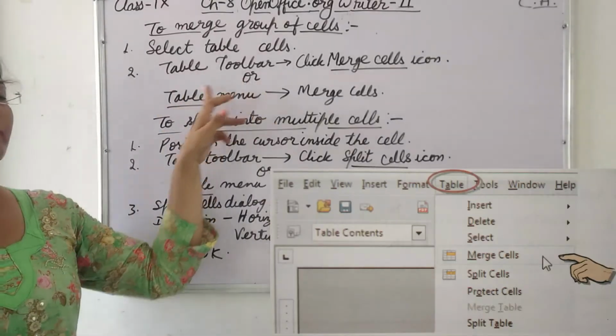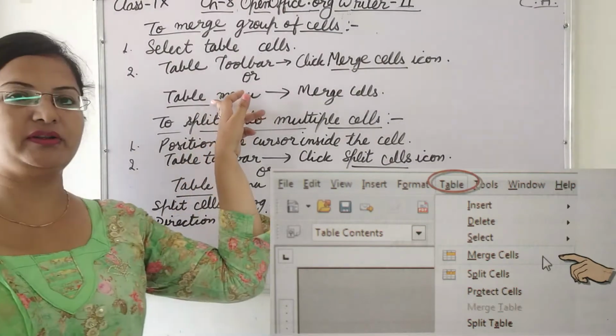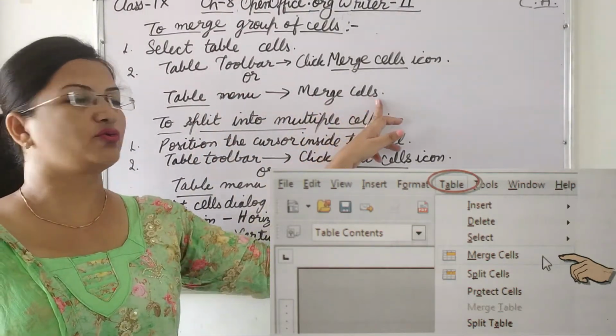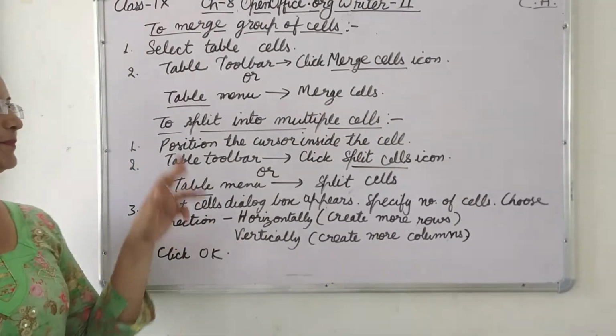Or there is one more option. In the menus you will get Table. You can click on Table, and then the menu will appear, and then you have to choose the Merge Cells option. The cells will be merged.